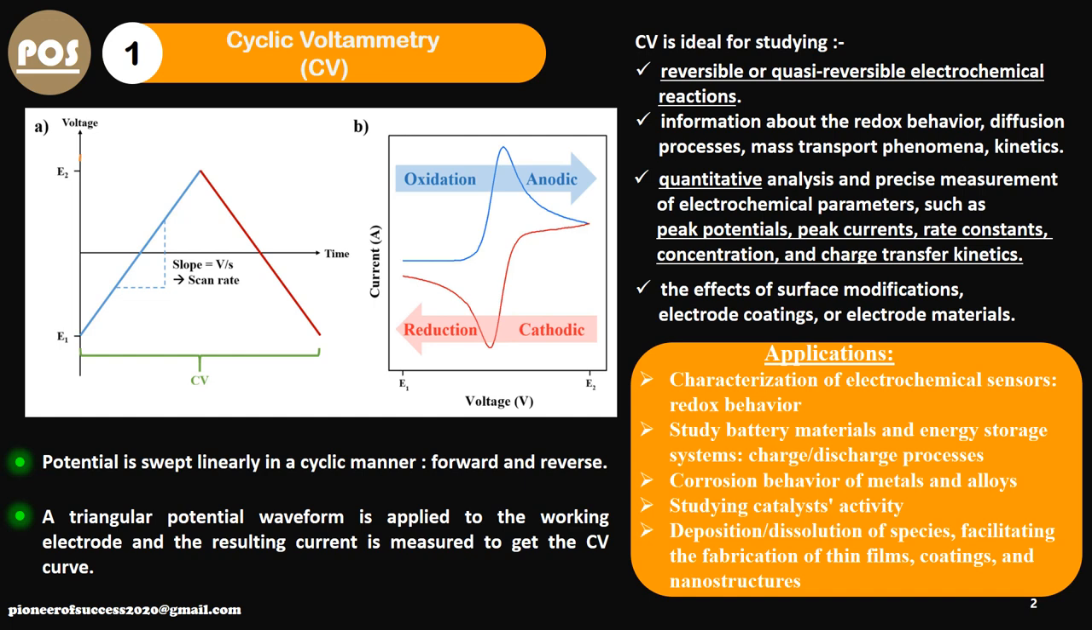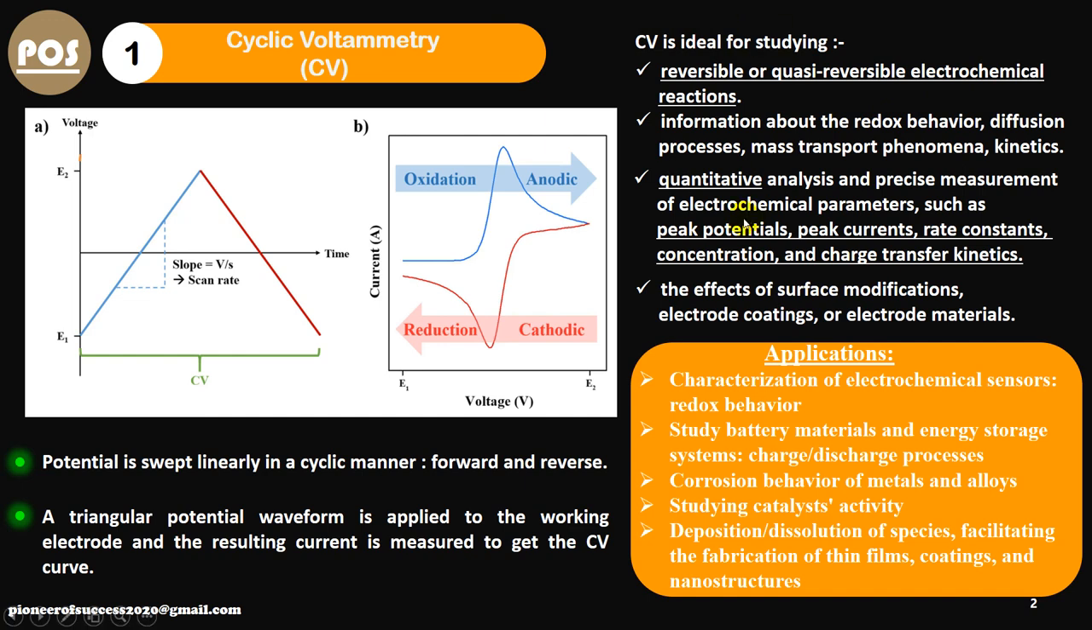So let us talk about the fundamental things of CV. CV is ideal for studying a reversible or quasi-reversible electrochemical reaction. It gives information about redox behavior, diffusion processes, mass transport phenomena, and kinetics. Again, in previous videos we have spoken a lot about how exactly the diffusion and convection near the working electrode affect this voltammetric curve, and from the nature of the curve we can tell whether the process is diffusion dominated, convection dominated, or reaction rate kinetics dominated. So again, we'll be talking more about them with specific research examples so that it becomes much easier to comprehend.